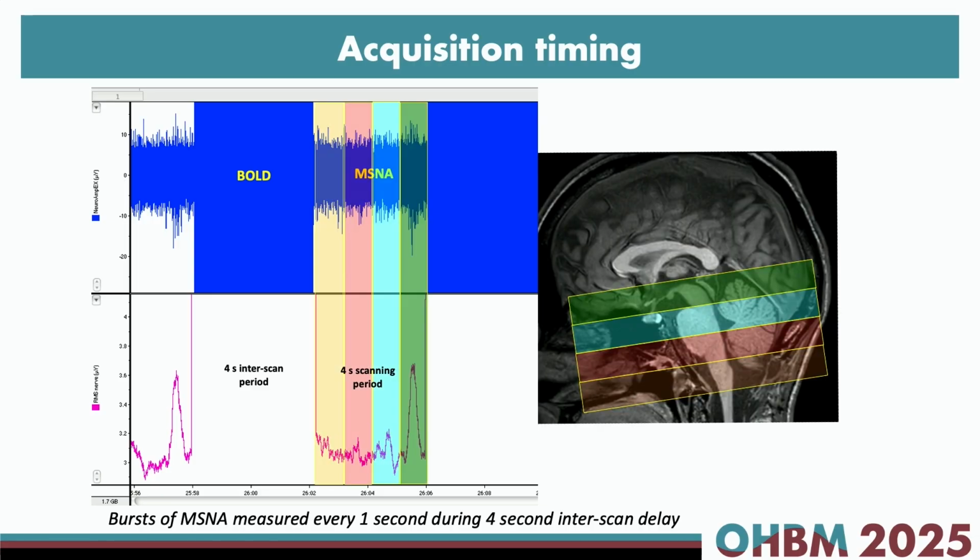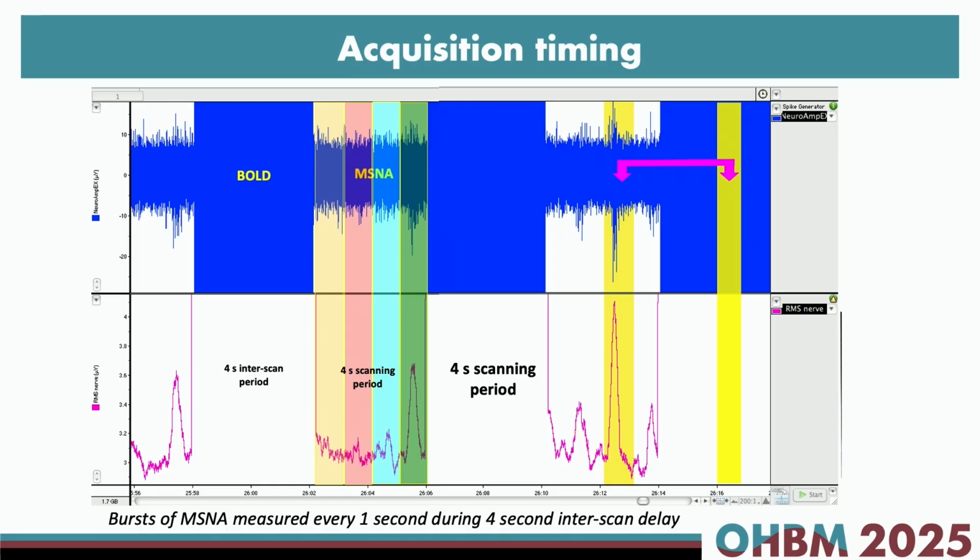And then what we do is we divide the 4-second acquisition into four 1-second epochs, and each of these seconds correlates to a region within the brainstem for our analysis model. And you can see another example of that here. So there's a burst in this epoch. It relates to this region of the BOLD analysis.